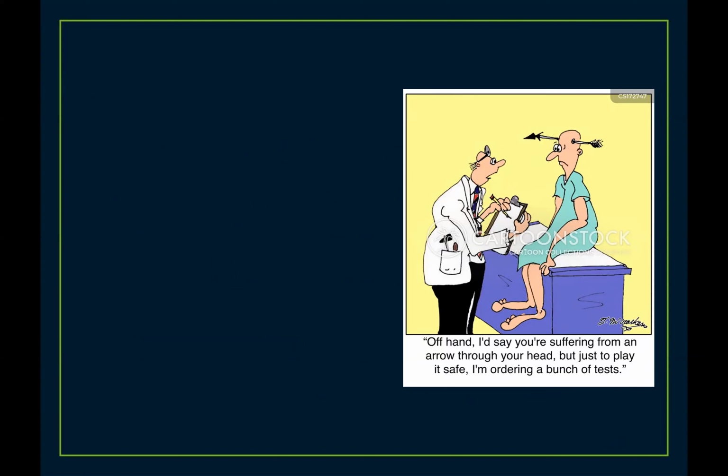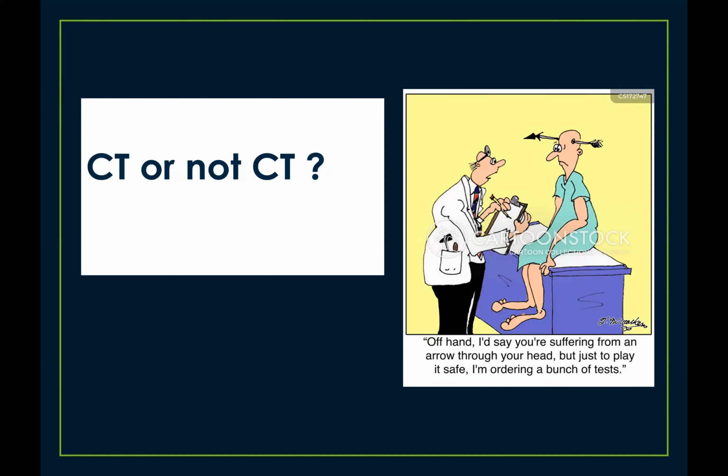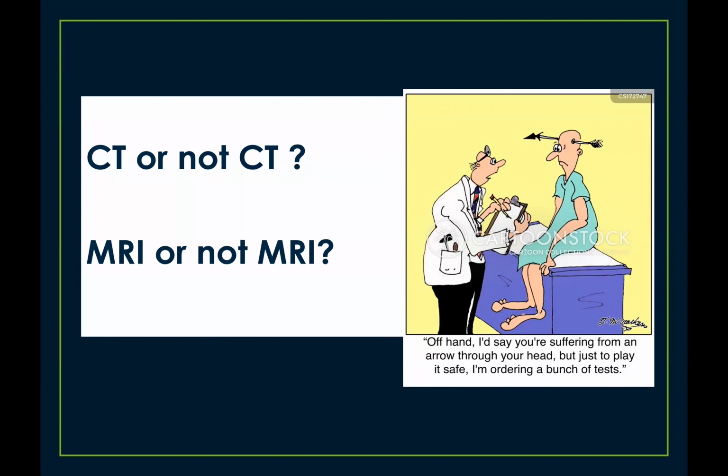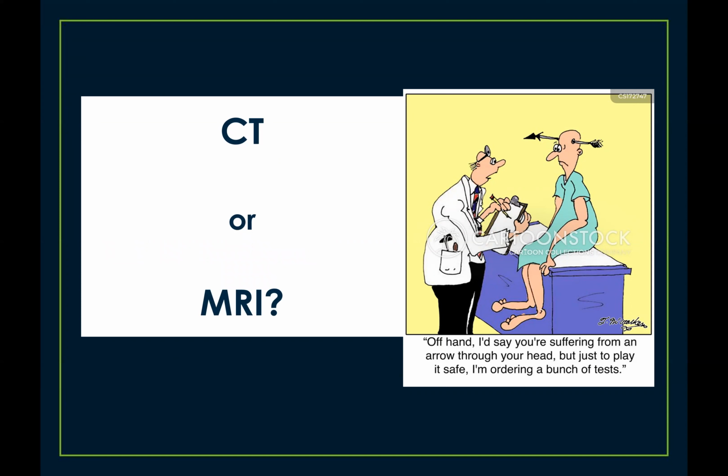As a neuroradiologist, I wouldn't take this as a joke. I would actually argue that imaging is essential in this case to see the trajectory of the arrow, the structures injured, if there are any vessels nearby, to be able to plan the surgery. So instead of asking myself, CT or not CT, MRI or not MRI, the question would be CT or MRI? And the answer would be CT for diagnosis and preoperative planning, and MRI for postoperative findings and prognosis.